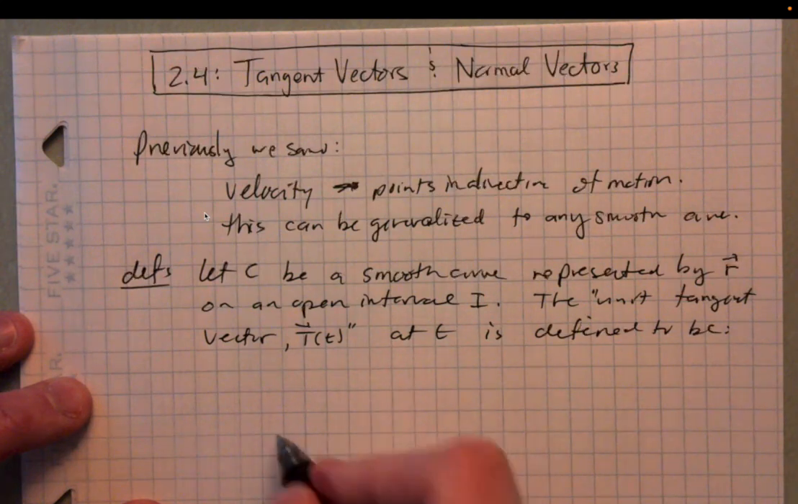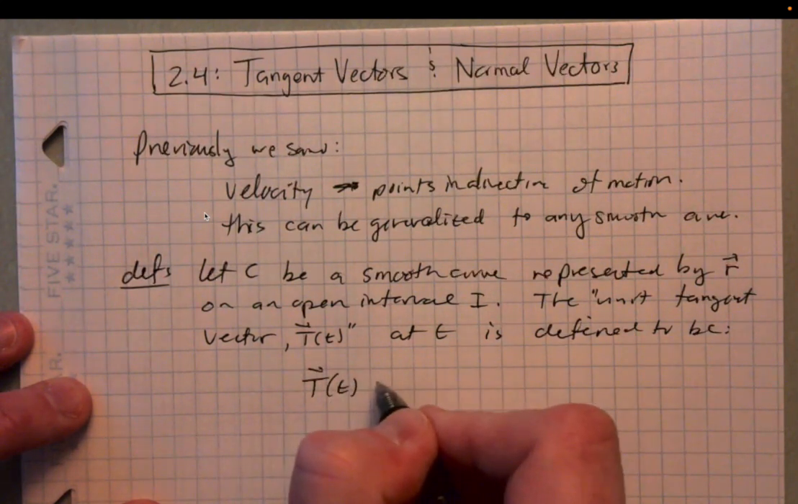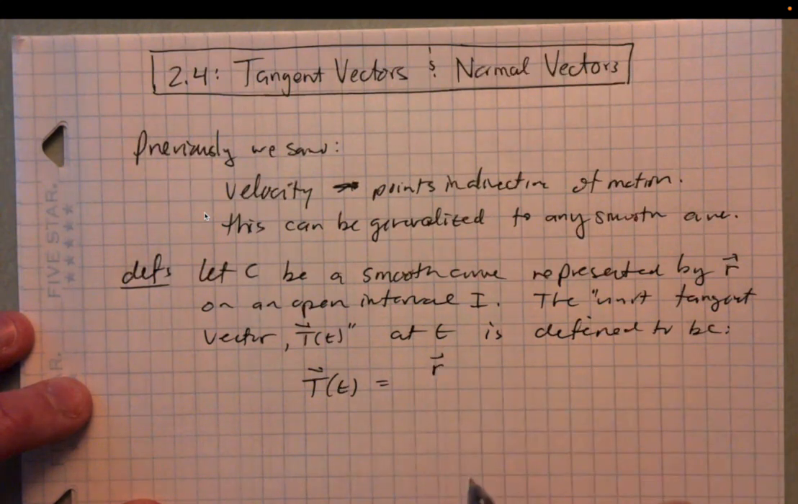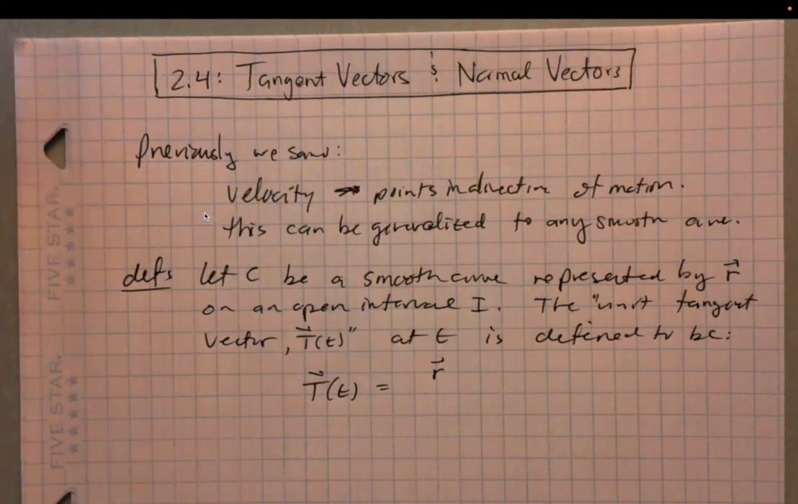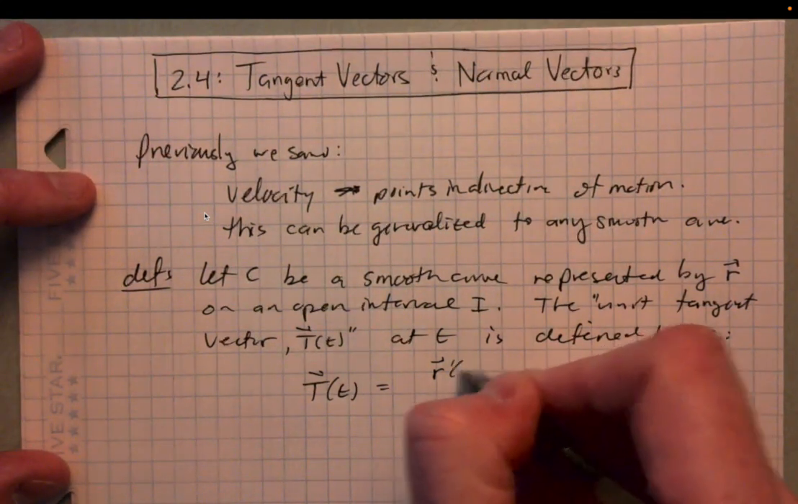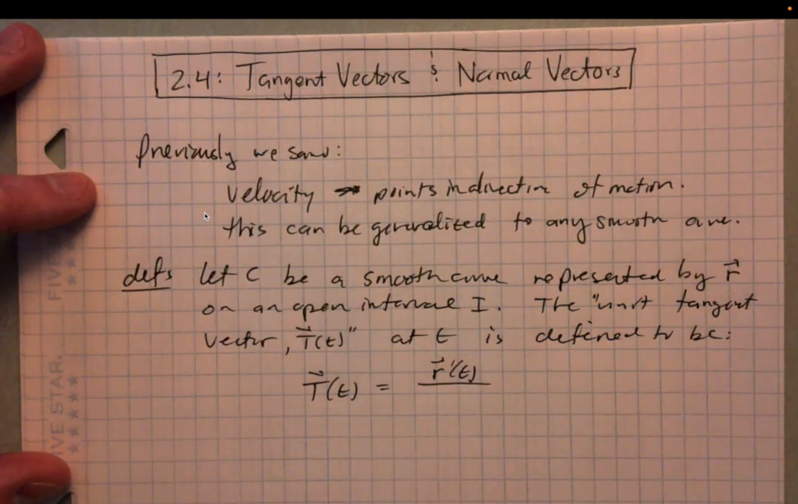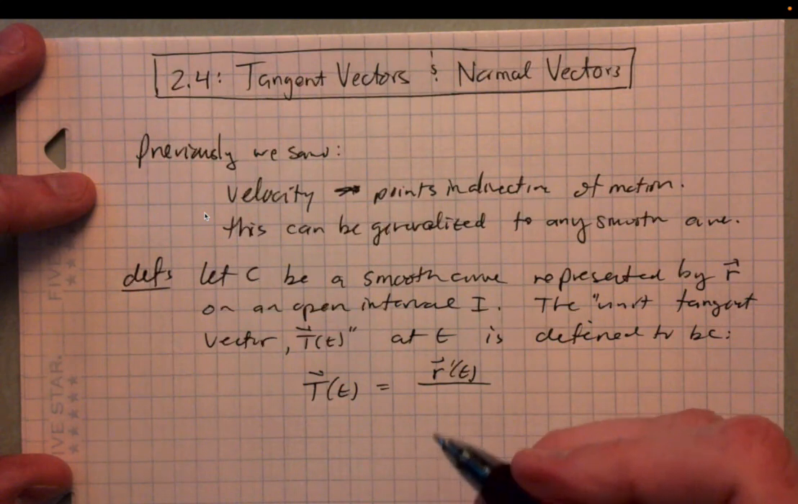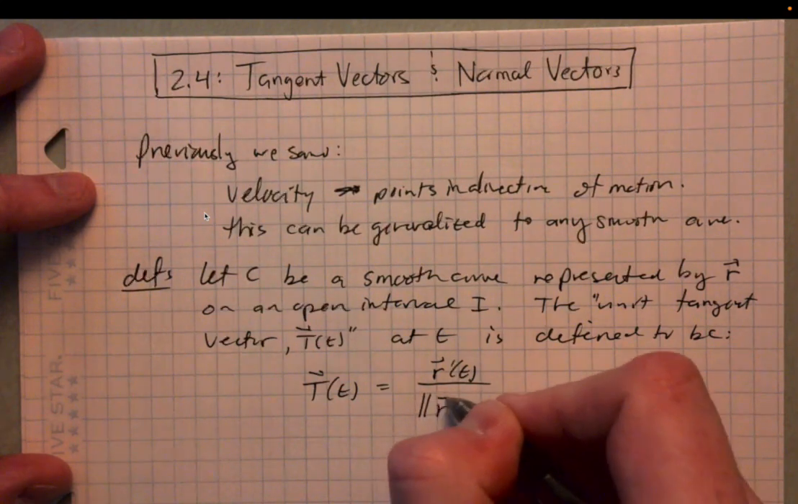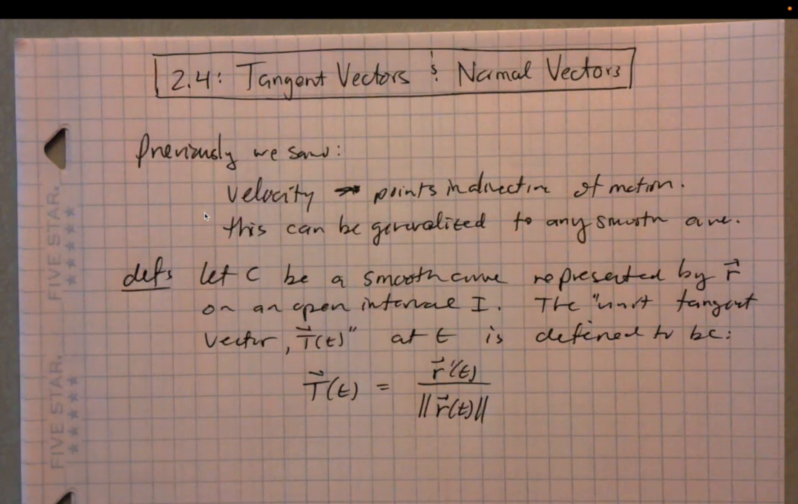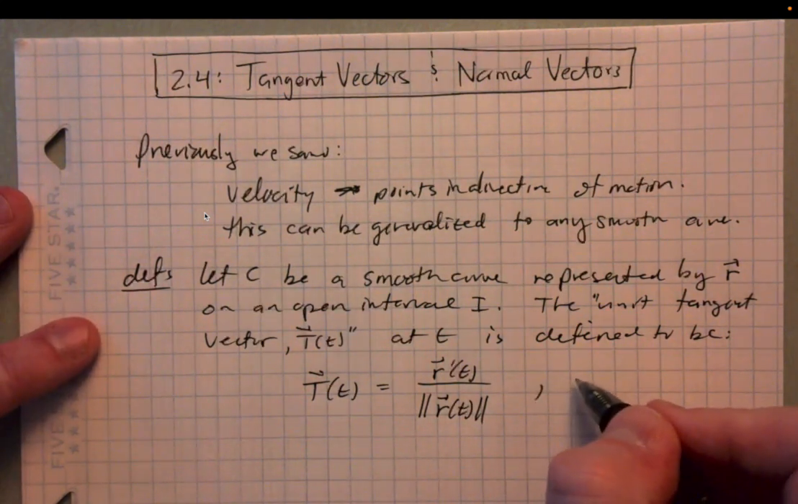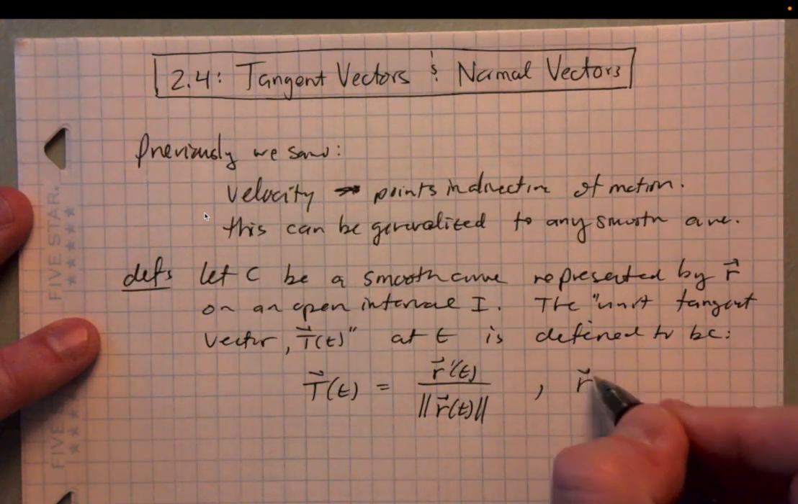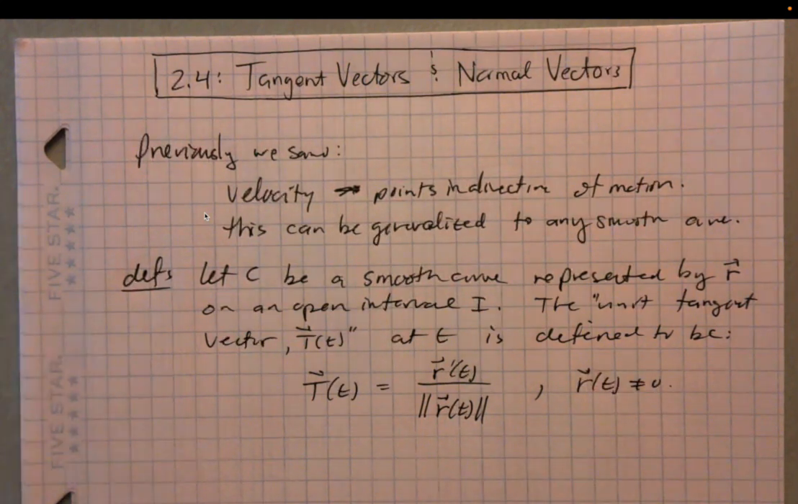How would we calculate it? T of t is equal to, you take the vector valued function of interest, the position vector if we're talking about physics, and you differentiate it. You take the derivative of the vector valued function and divide by the norm of R prime of t, where obviously R prime of t is non-zero. Can't divide by 0. So that's the definition of the unit tangent vector of a function.